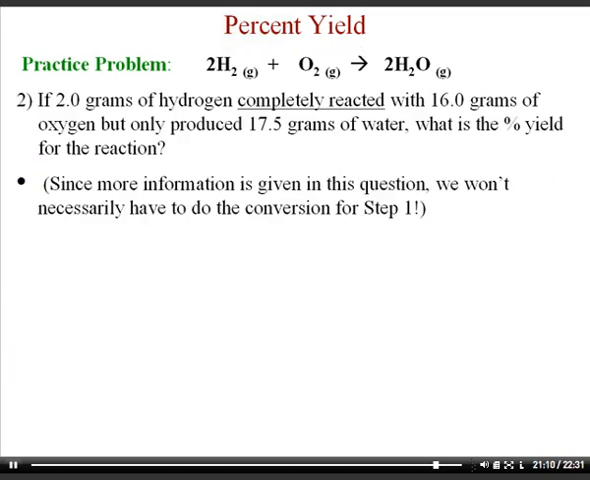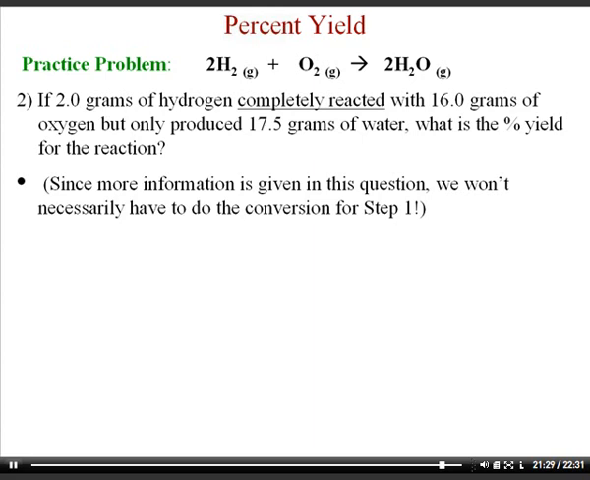On the next page, we do a very similar question, but just something a little different happens. We have 2 grams of hydrogen, and it completely reacted with 16 grams of oxygen, so there's no limiting reagent. They all get used up. Or maybe you could say they're both limiting reagents. So anyway, nothing's in excess.